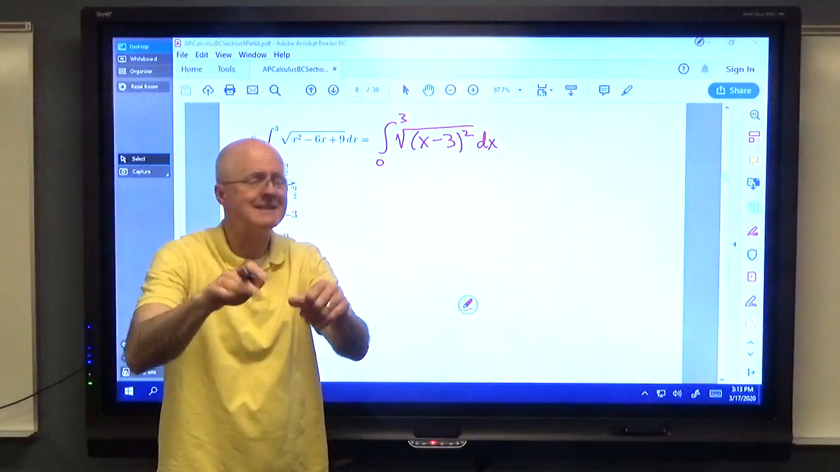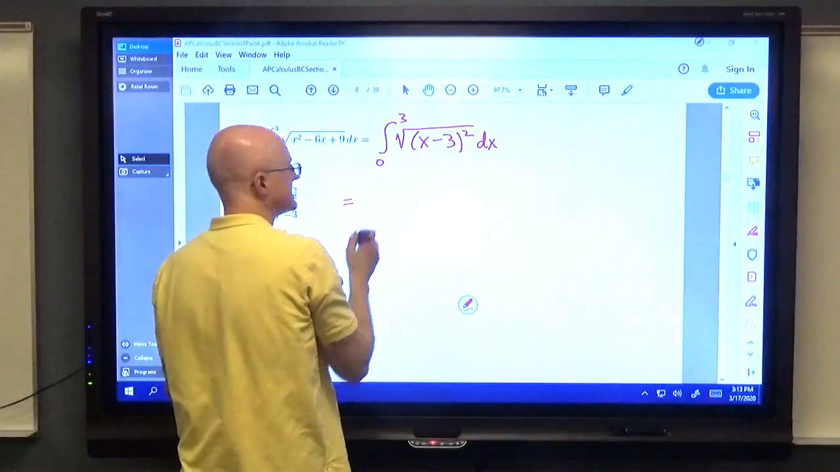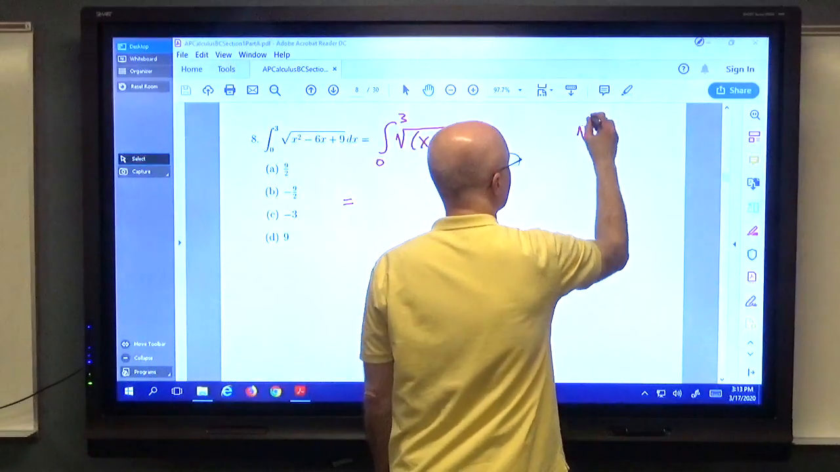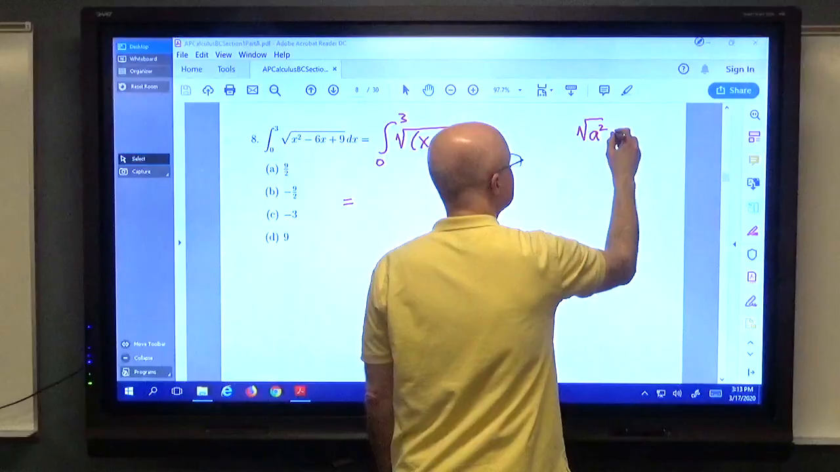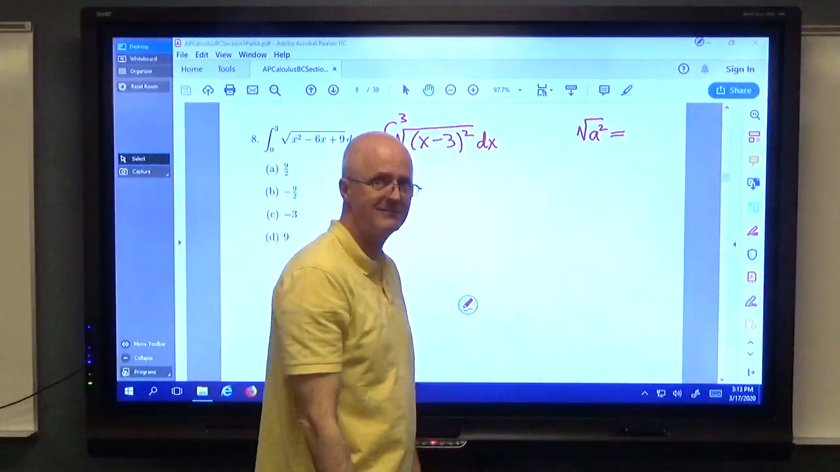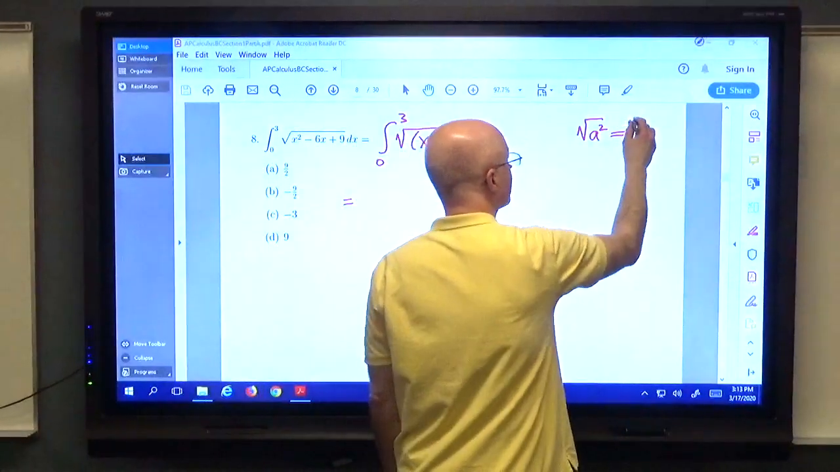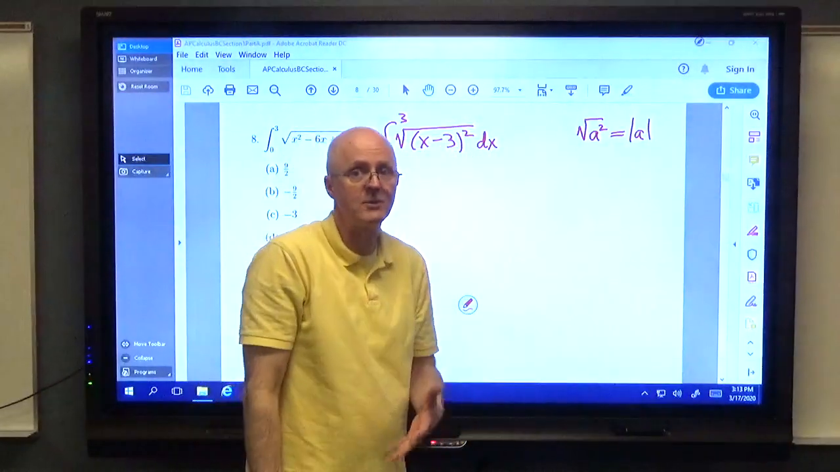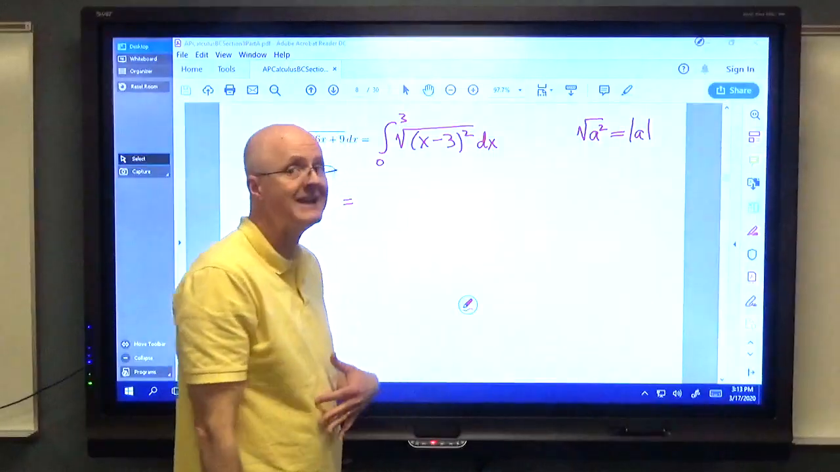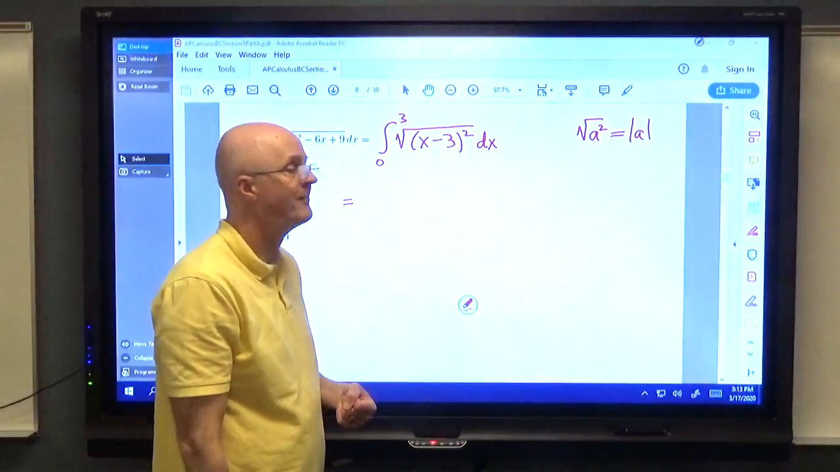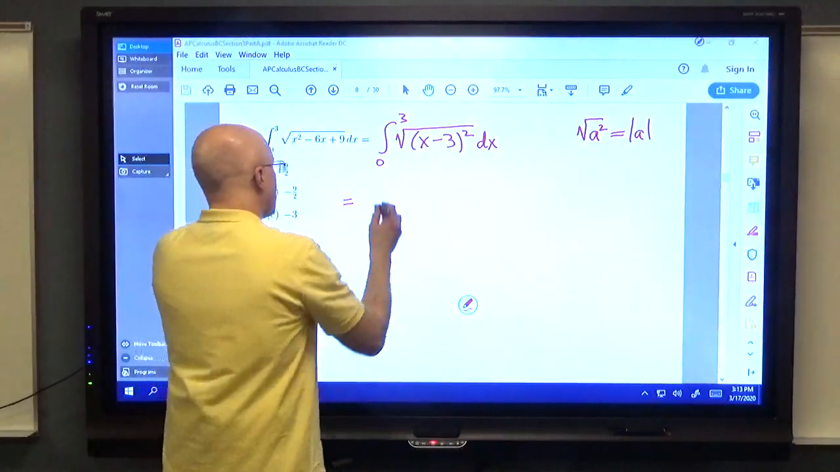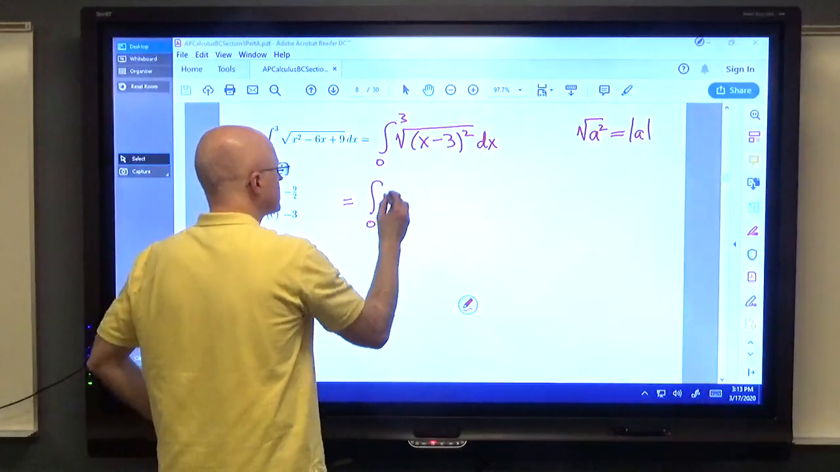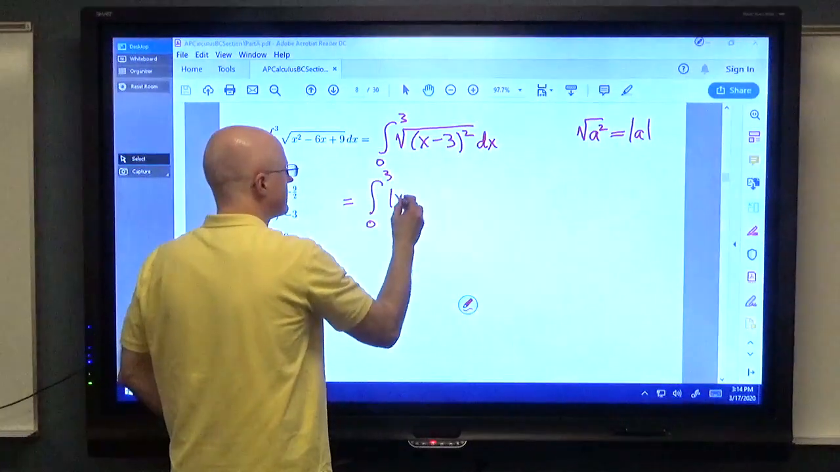No, not so fast. The square root of the square of a number is not equal to the number. It's equal to the absolute value of the number. Which, of course, does equal the number when the number is greater than or equal to 0. But if the number is negative, they're not equal. So I really should think of this in terms of the absolute value of x minus 3.